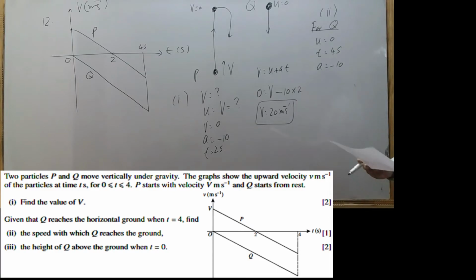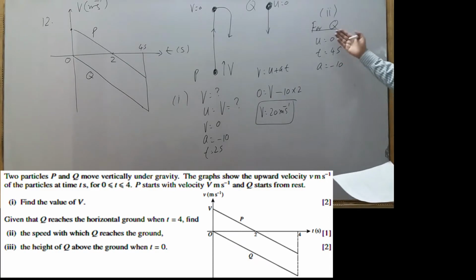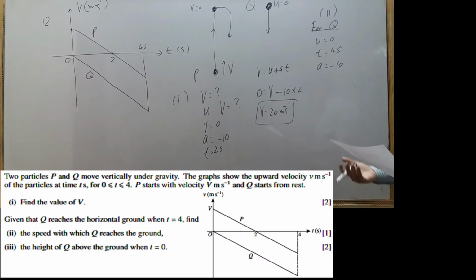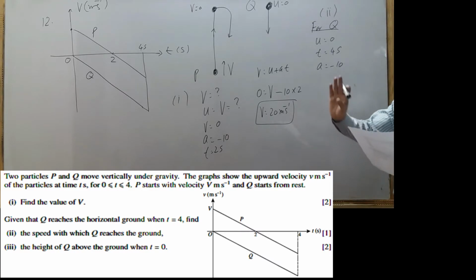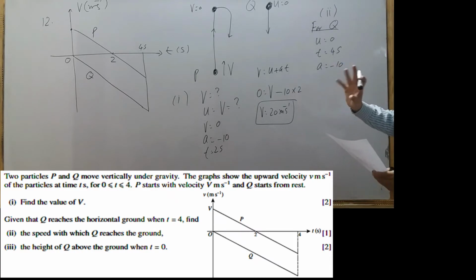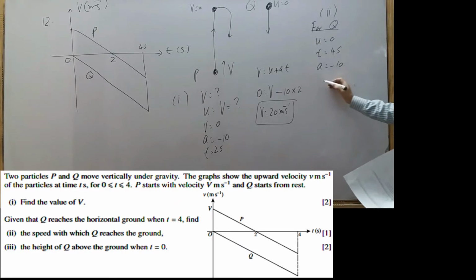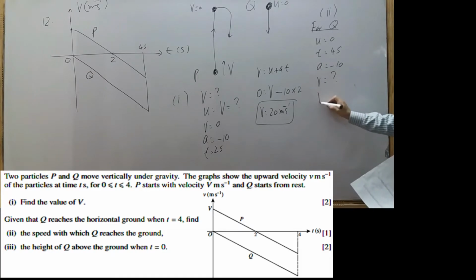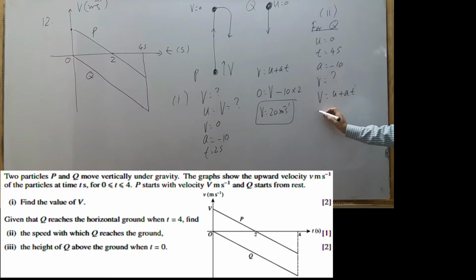We can find the final velocity and we can find the distance also, but we are asked to find the speed with which Q reaches the ground. Speed means direction is ignored, you just need the magnitude of velocity because speed is a scalar quantity. So we have to find v. Again applying the equation of motion, v is equal to u plus at, put in the values: u is 0, a is minus 10 and t is 4.